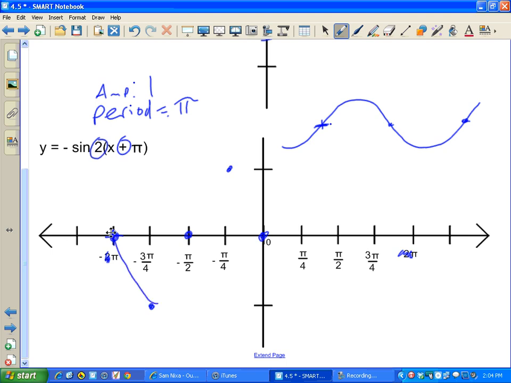Okay, right now I've got 1 full wavelength. Okay, and I could repeat that. If I go pi over again, I'd be at 0. Halfway between, I'd be at 0 again. I'd be at the minimum and the maximum. Just like that. And that's the transformed sine function.